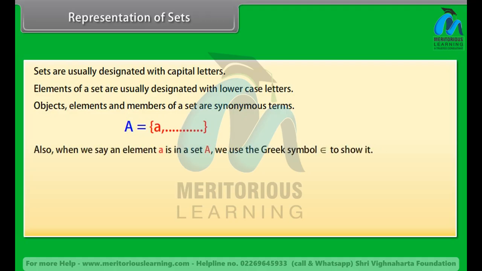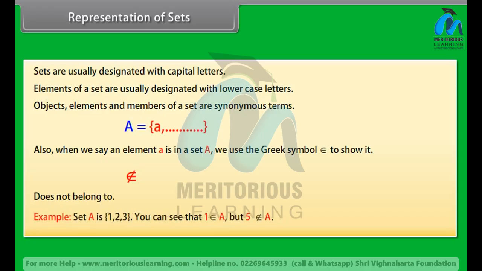Also, when we say an element a is in a set A, we use the Greek symbol epsilon (∈) to show it. Epsilon denotes the phrase belongs to, and if something is not in a set, use this symbol (∉). This means does not belong to. Example, set A is {1, 2, 3}. You can see that 1 belongs to A, but 5 does not belong to A.